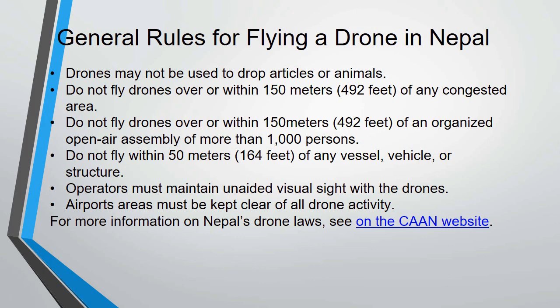Drones may not be used to drop articles or animals. Do not fly drones within 150 meters, that is 492 feet, of any congested area. Do not fly drones within 150 meters, that is 492 feet, of an organized open-air assembly of more than 1,000 persons. Do not fly within 50 meters, 164 feet, of any vessel, vehicle or structure.